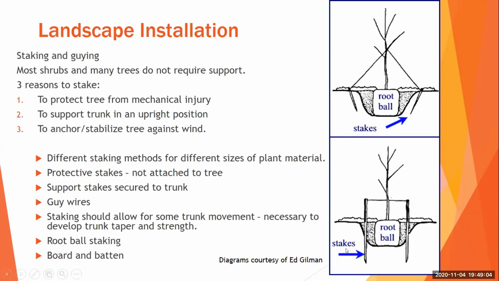You have many, many types of staking systems, depending on the budget, but the main problem is that sometimes the stake is not going deep into the soil, and this causes a lot of instability. Which one do you recommend, Henry? Depending on the tree. If you have small trees, you can do this one here. If you have big trees like a 4 or 5 inch caliper, you need to have this one here.